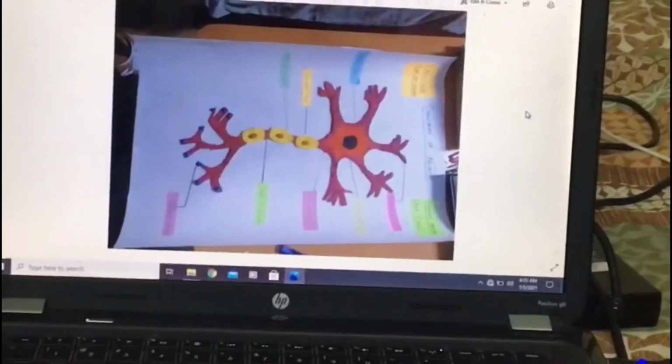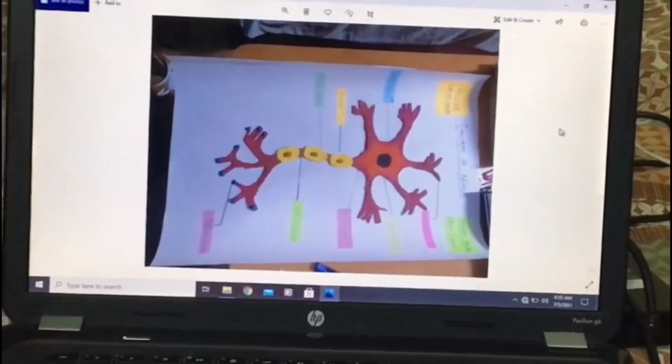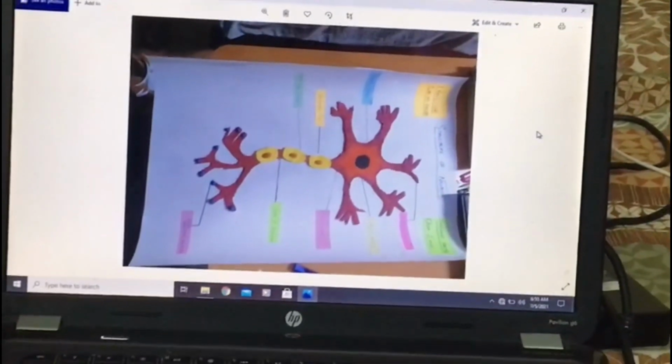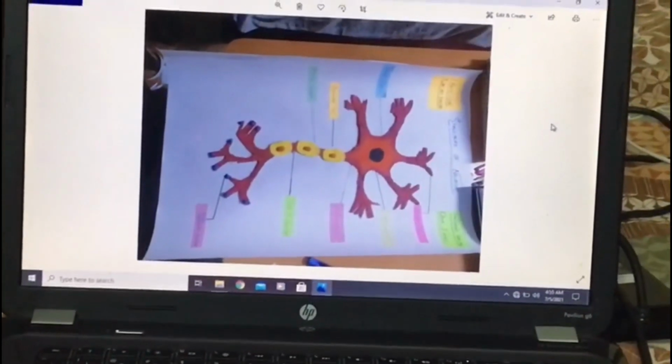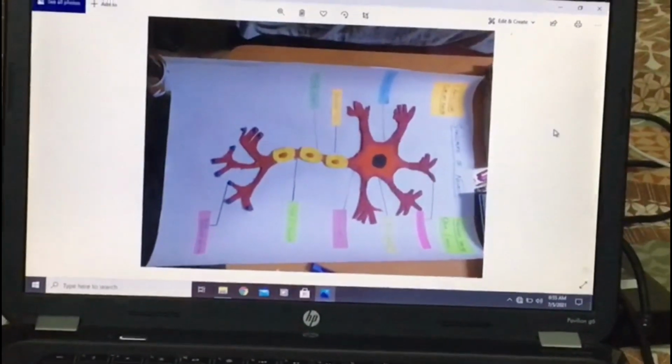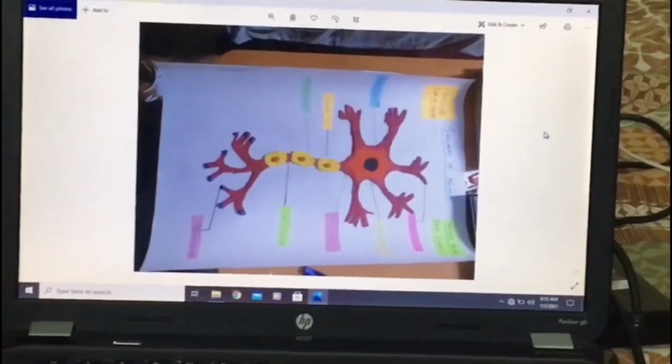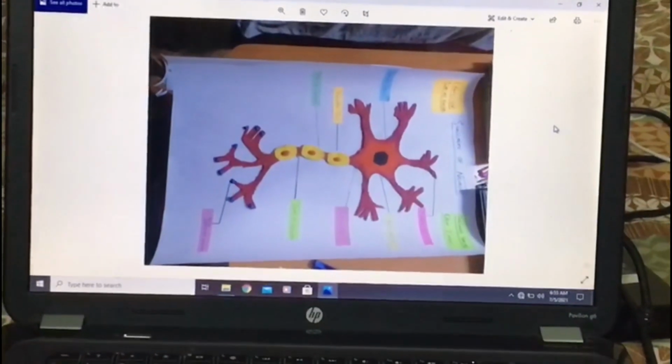In the axon part, there are Schwann cells which are covered by myelin sheath. Between the Schwann cells, there is a gap which is called the node of Ranvier. From the node of Ranvier, an impulse can pass easily. At the end, the neuron consists of axon terminal buttons.